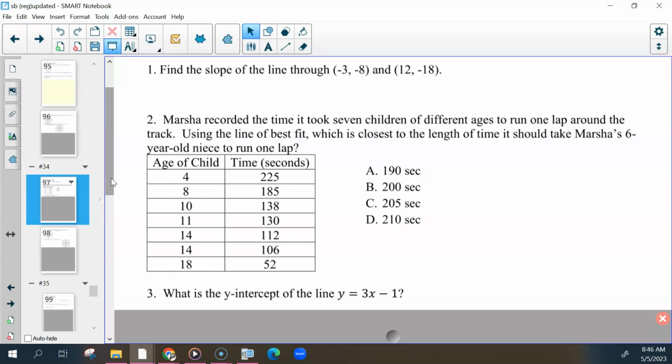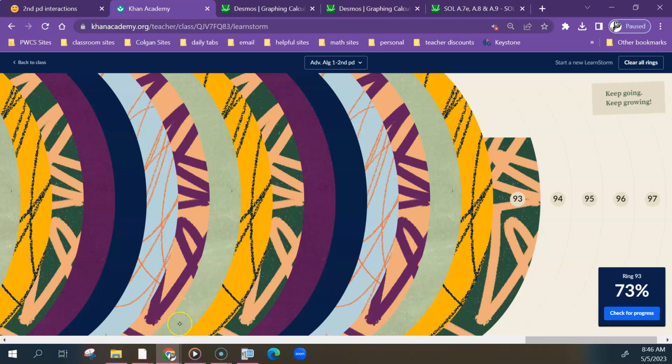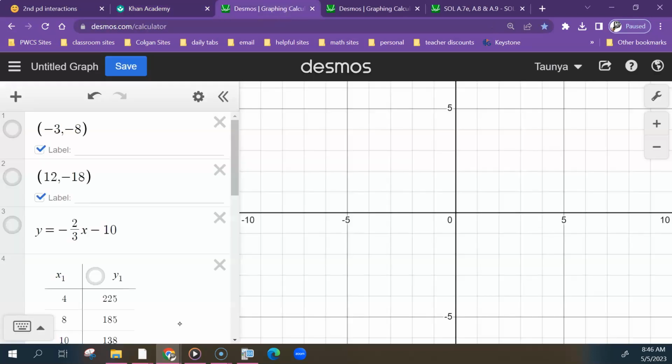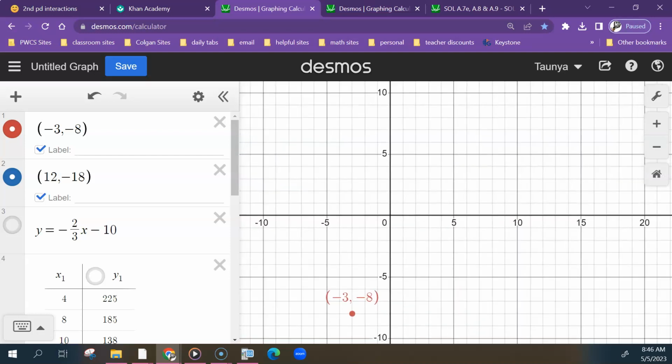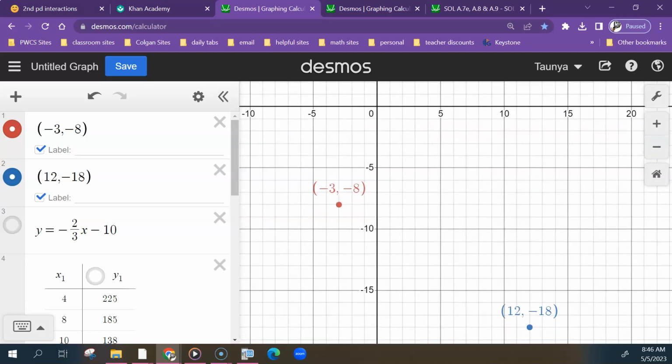Okay. No one asked about one, but to show you in Desmos, if you plotted both points, you could count the slope. You could also find the equation of the line and make sure that is your slope. So if you got -2/3, that was correct.